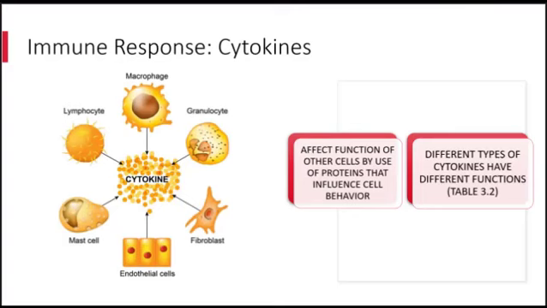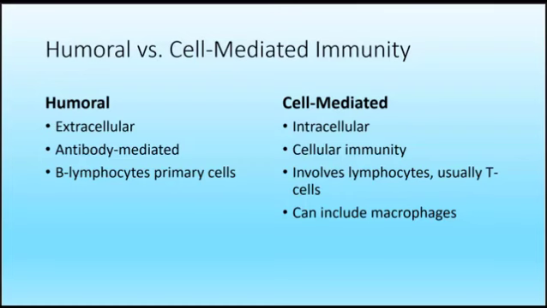Cytokines work as another form of messaging. There are different types of cytokines, so you're going to want to review those in your text. There's a table for you to look at, but they basically mediate and regulate immunity. So they like to tell the other cells when they should report for duty. They recruit other cells. The difference between humoral versus cell-mediated immunity.